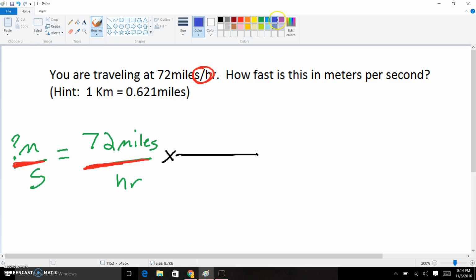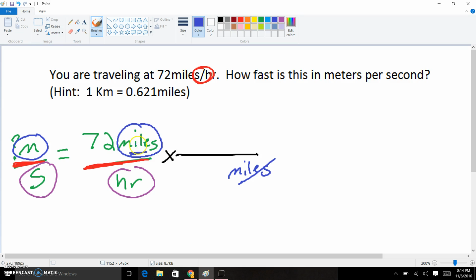Okay, so now if you take a look at what we've got going on here, I've got miles on top and I'm trying to get it into meters. So that's one problem I have. The other thing I have going on here is I have hours on the bottom and I want to get into seconds. So I really have two problems in one. I'm going to solve one problem at a time. I'll do miles because it's on top. So I have miles on top, so I want to put miles on the bottom. That way the units cancel.